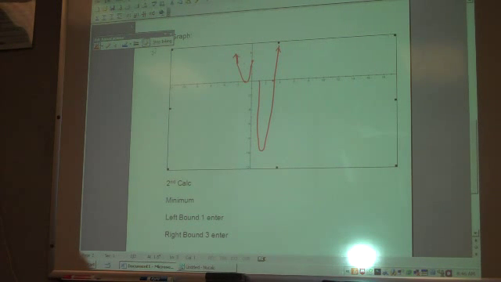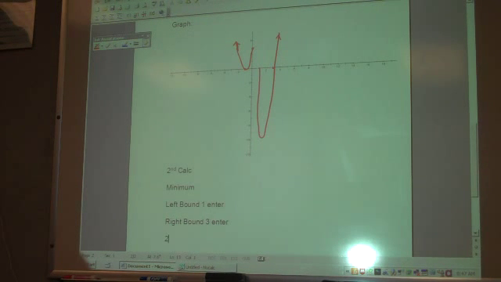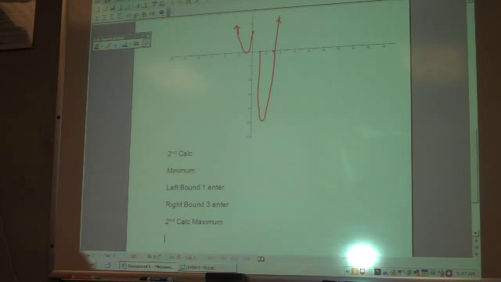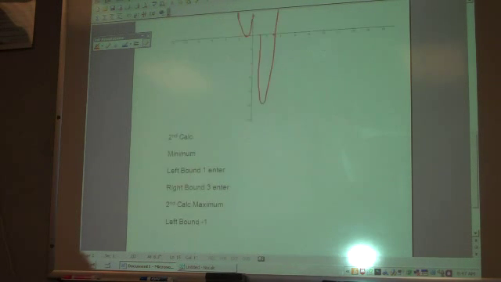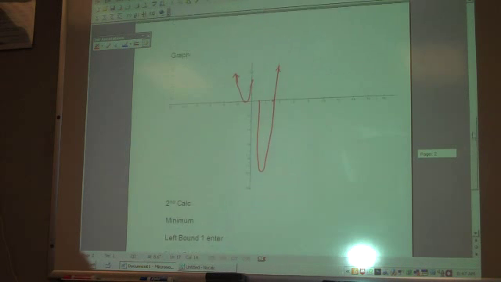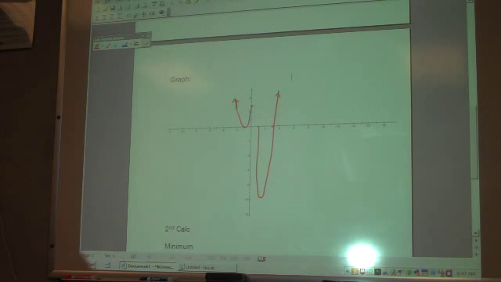Okay. Stop inking. Now I would go second calc, maximum, yes, and I would say left bound negative 1, right bound 1. And what does that give you for that maximum in there? 0.21 for x and 3.2.